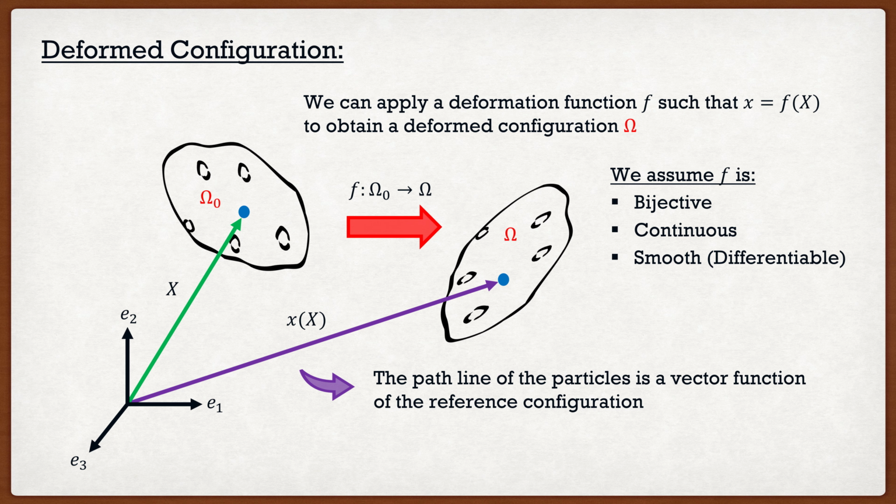All right, so this purple here is the path line of the particles, a vector function of the reference configuration. This is why I said big X before, because now we're introducing a second vector, which I call small x. Big X goes from the origin to any point in the reference configuration, and small x goes from the origin to the point in the deformed configuration. This small x is called our position function, and it's going to be a function of big X.